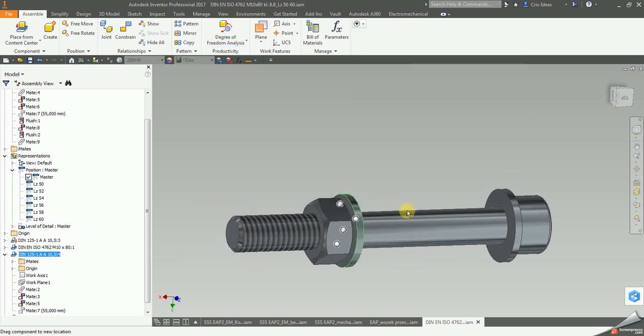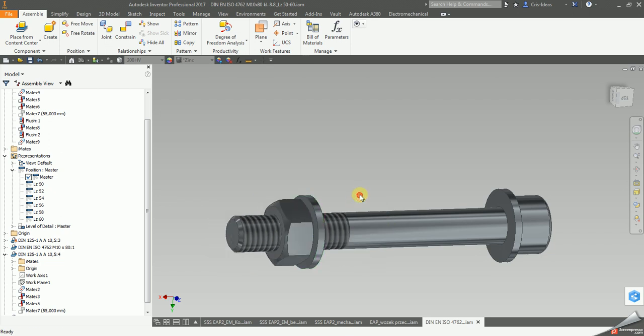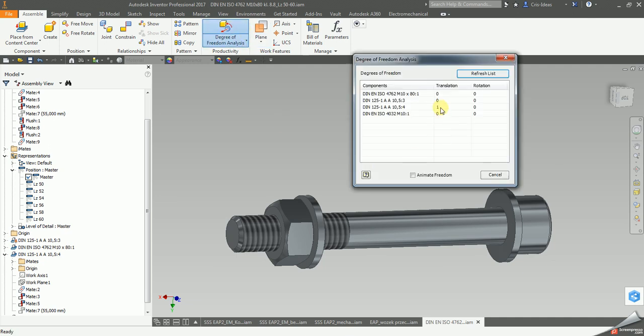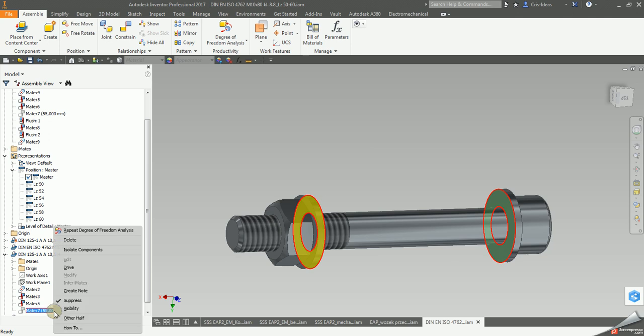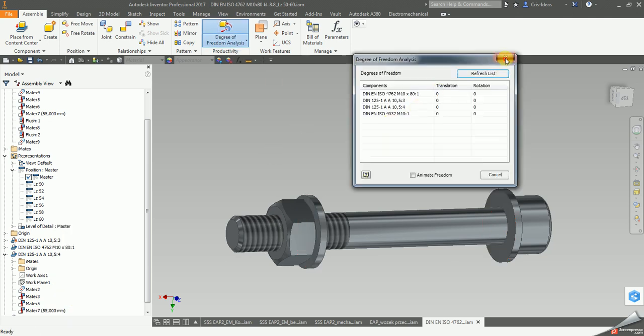So as you can see here, nut and washer are traveling together, so basically both of them have this degree of freedom free. But this is the first thing. What is more strange is what I will do now. I will unsuppress that, so now I have 0 degrees of freedom.